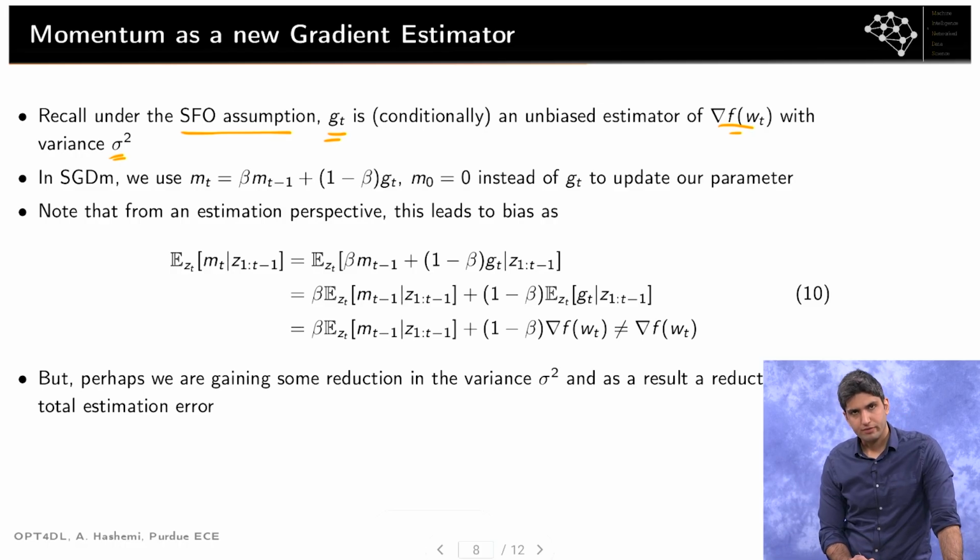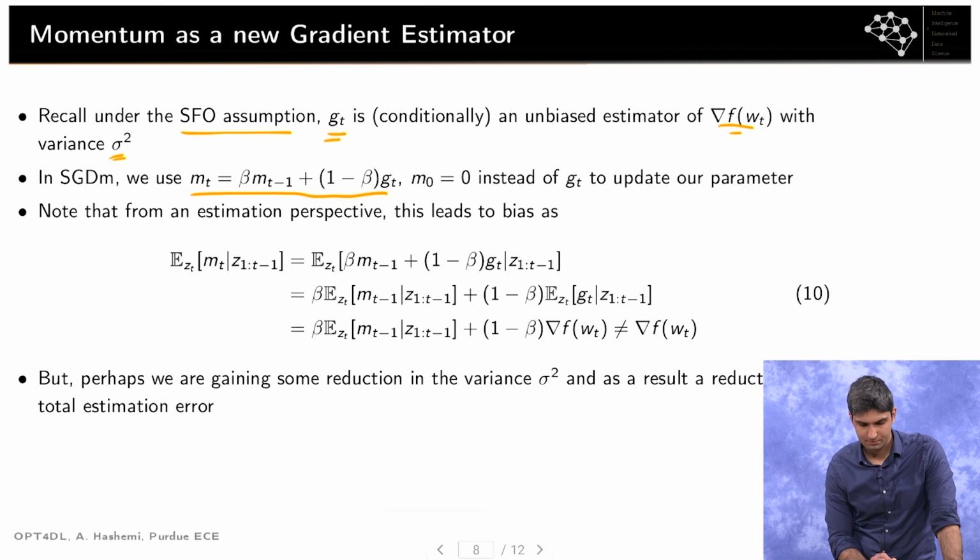So this is something we talk about extensively when we discuss SGD and its analysis. For SGD with momentum, we are not using G sub t as our update vector. We are using this vector, which is more complicated.